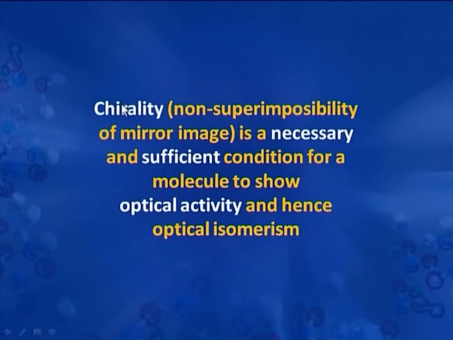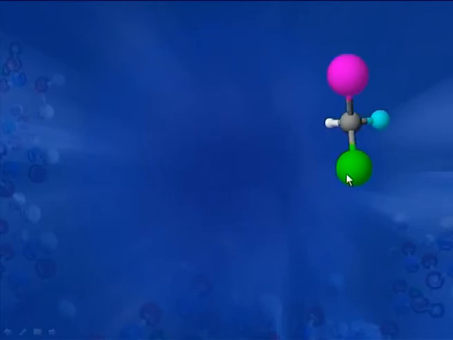So, we can say now that chirality, which is non superimposability of mirror images, is a necessary and sufficient condition for a molecule to show optical activity and hence optical isomerism. If two such compounds do not exist, then optical isomerism does not exist and they will also be optically inactive. Optical activity is shown only if there are two non superimposable molecules, because one will be dextrorotatory, the other is levorotatory.